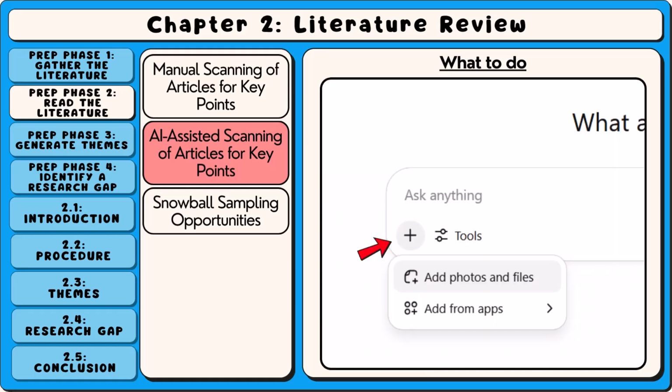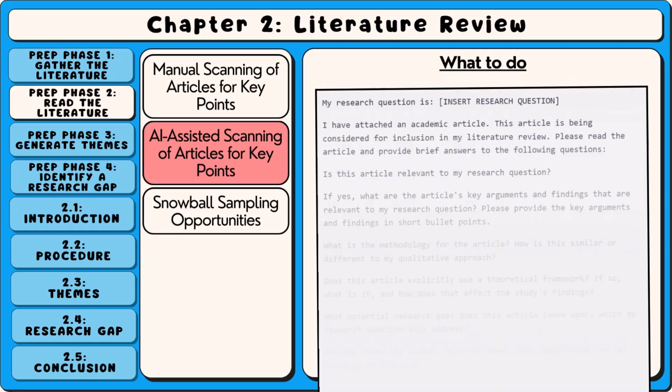So here's what to do. First, go to your favorite AI tool. Here I'm using ChatGPT. In ChatGPT, you can press the plus button in the prompt box and click Add Photos and Files. You can then upload the article that you want the AI to read. I've got a useful AI prompt here that will help you to identify how the article is relevant or not relevant to your research question and key themes that it might cover.